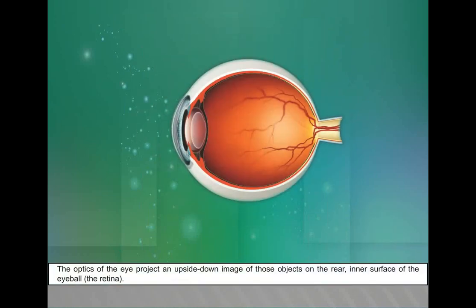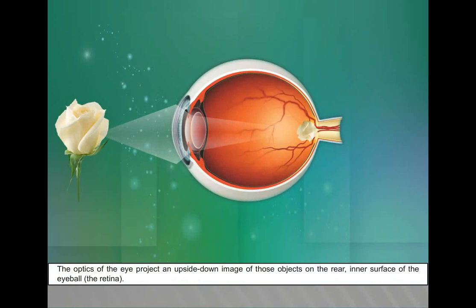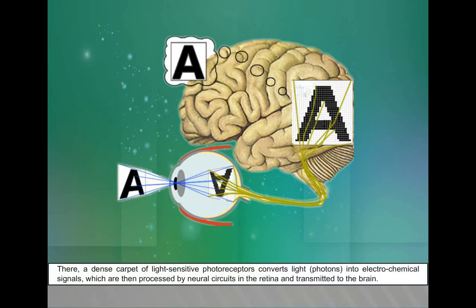The optics of the eye project an upside-down image of those objects on the rear, inner surface of the eyeball, that is, the retina. There, a dense carpet of light-sensitive photoreceptors converts light, that is, photons, into electrochemical signals, which are then processed by neural circuits in the retina and transmitted to the brain.